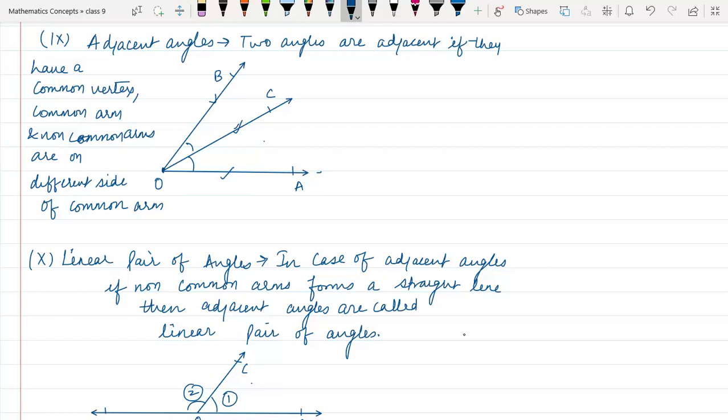These three rays have a common vertex O and a common arm OC. You can say if I take this angle it has arms OA and OC. This angle has arms OB and OC. In both the cases vertex is same for three rays. These angles have common arm OC, and the non-common arms, that is OA and OB, are on the different side of common arm. So hence the definition is met.